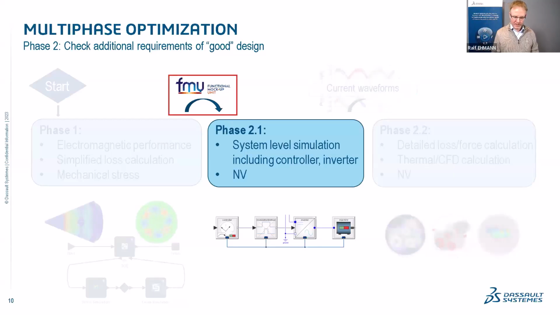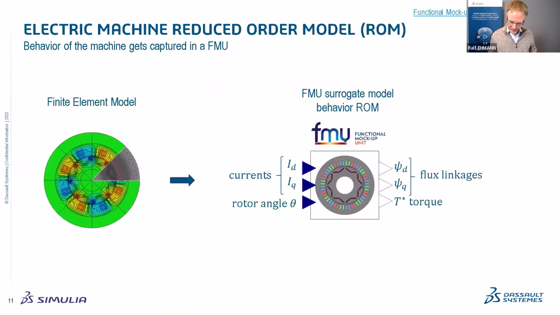Okay, first step is we somehow have to take the behavior of the machine over the whole operating regime and transfer it into the system domain. And this is done via a functional mockup unit. Functional mockup unit is an open standard. It is under the umbrella of the FMI standard org. So many applications out there understand this format.